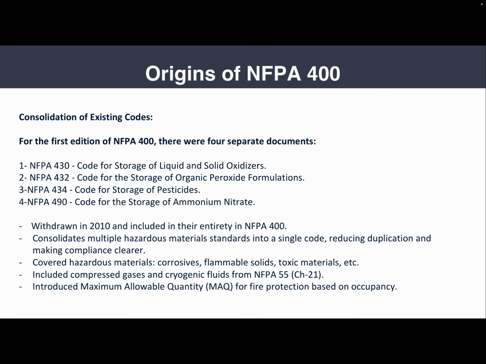The origins of NFPA 400. Before NFPA 400 existed, there wasn't one comprehensive code to cover all hazardous materials. Instead, we had several separate NFPA documents. For example, NFPA 430, NFPA 432, NFPA 434, and finally NFPA 490. Each of these documents focused on specific material types, but it created confusion and duplication because facilities often store several different types of hazardous materials.